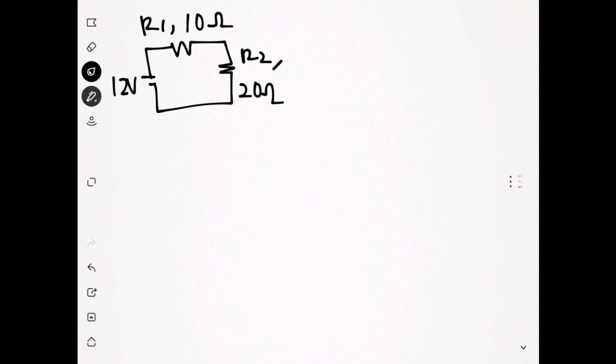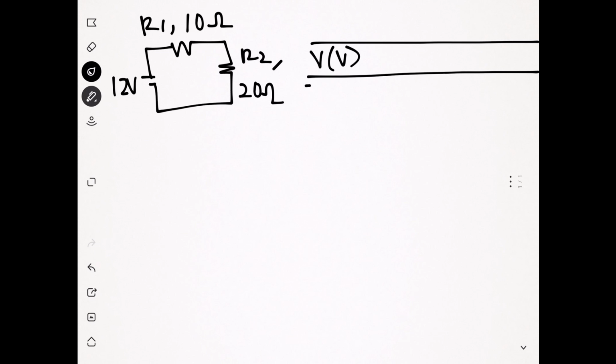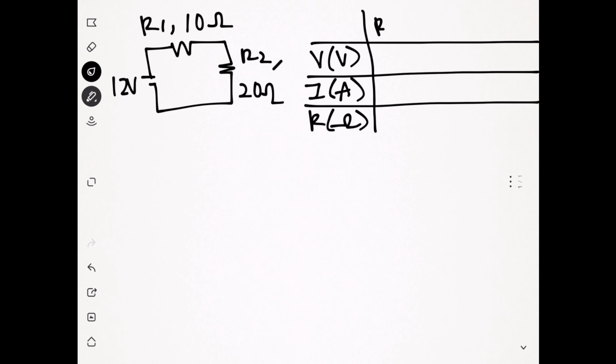It also helps to make a table. So let's make a table. Add voltage, V for volts. Let's add current with units of amps. And then let's also add resistance with units of ohms. You'll be calculating these values for three parts: first at resistor 1, and then at resistor 2, and also for the whole circuit, which we'll just call TC.